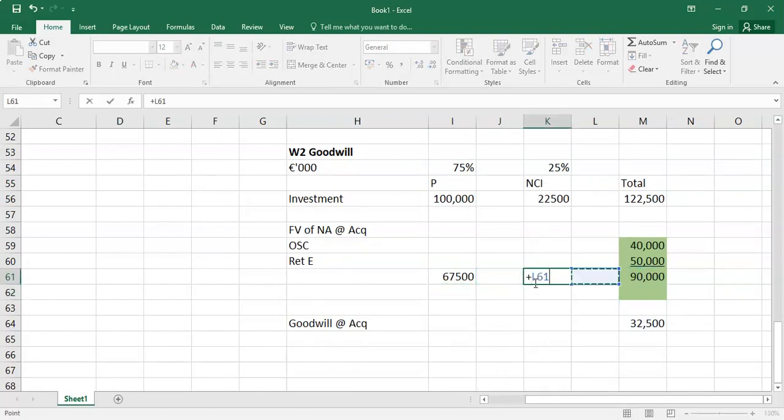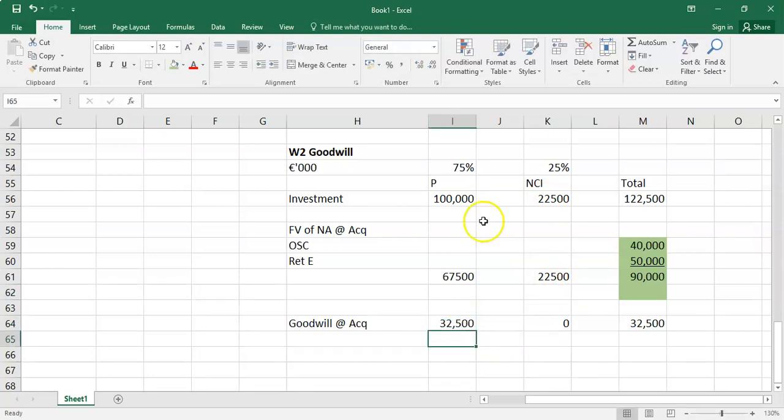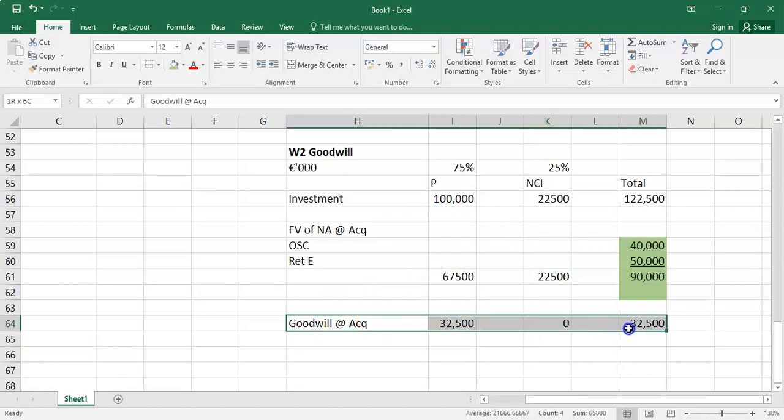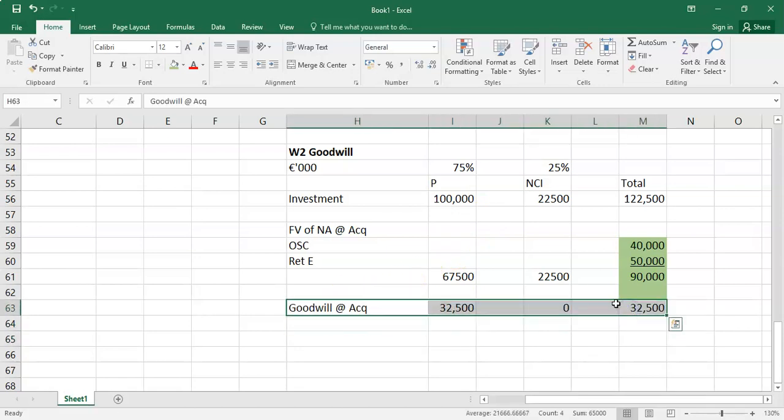And that means 25% will go towards the NCI. So the only reason I'm doing that is to show that there's no goodwill to the NCI. All the goodwill is attached to the parent. And that's because method 1 was used. Now that's going to be important in the next working that we're looking at.